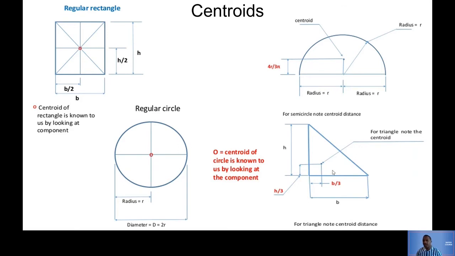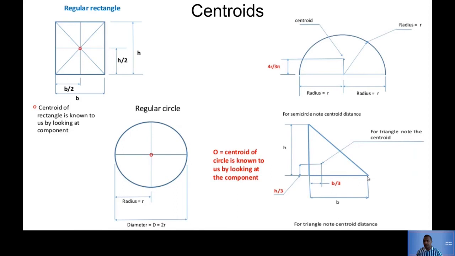Okay, now let's look at a triangle right here. This is a right angled triangle. Its centroid is at a distance from the left here. When you're looking at this point, it's at a third, 1/3 b. And when you look at the height, it's a third of the height. Then you see it's there.